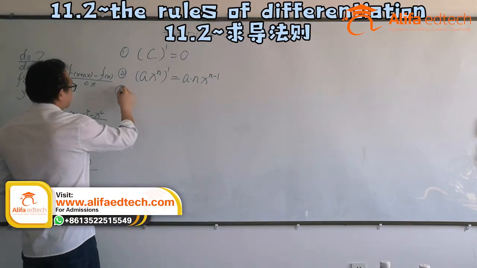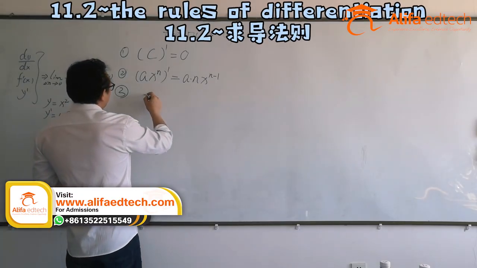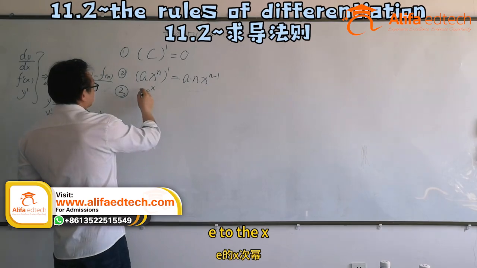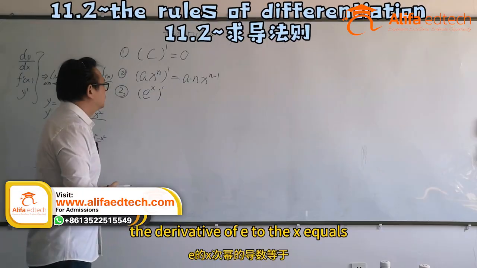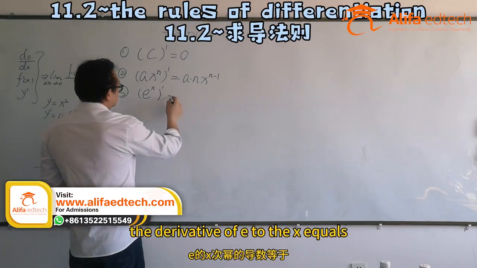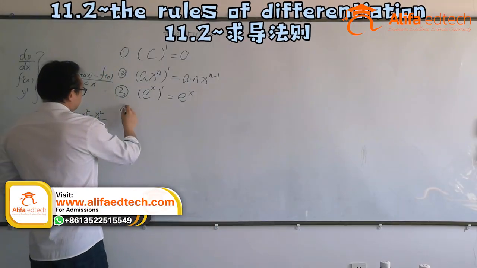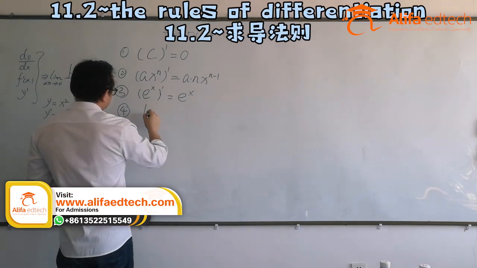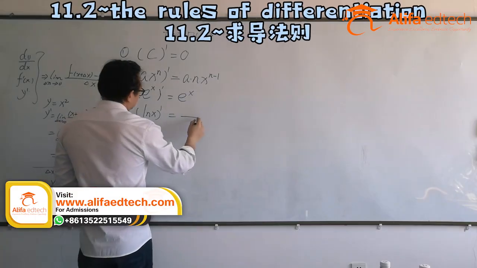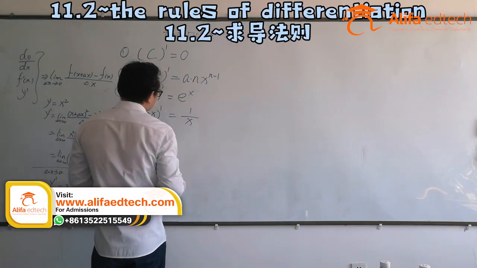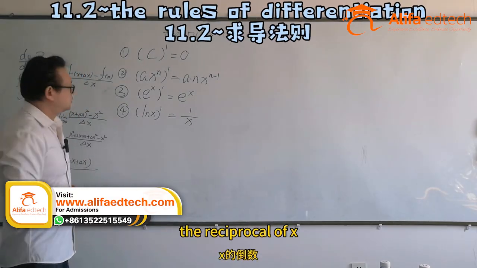3. e to the x. The derivative of e to the x equals e to the x. 4. ln x. The derivative of ln x equals the reciprocal of x.